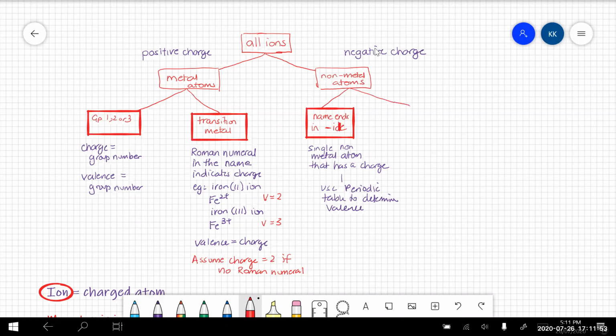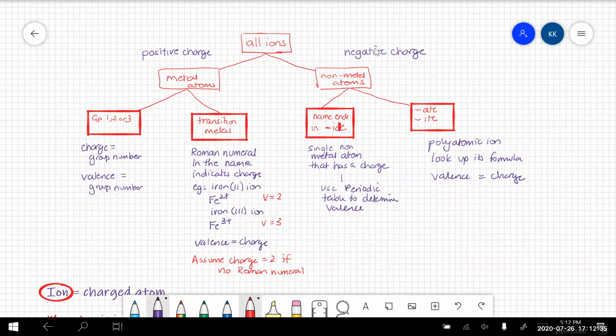If, however, you have the ending of ate or ite, then what we're looking at here is a polyatomic ion. And when we're looking at a polyatomic ion, at this stage, you'll be given a table of polyatomic ions and you just look up its formula. And its valence is equal to its charge.